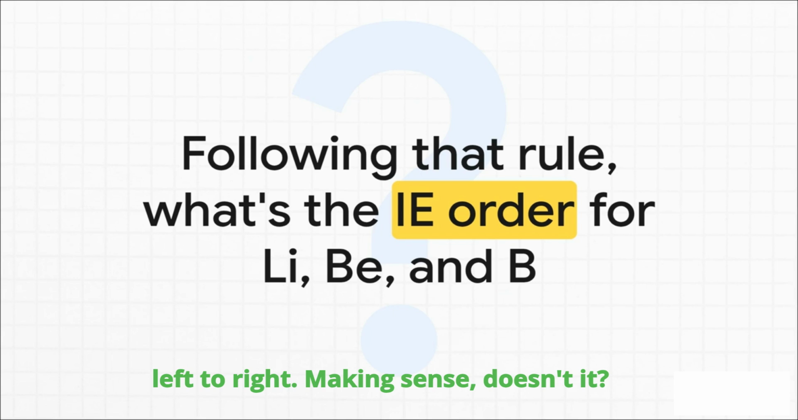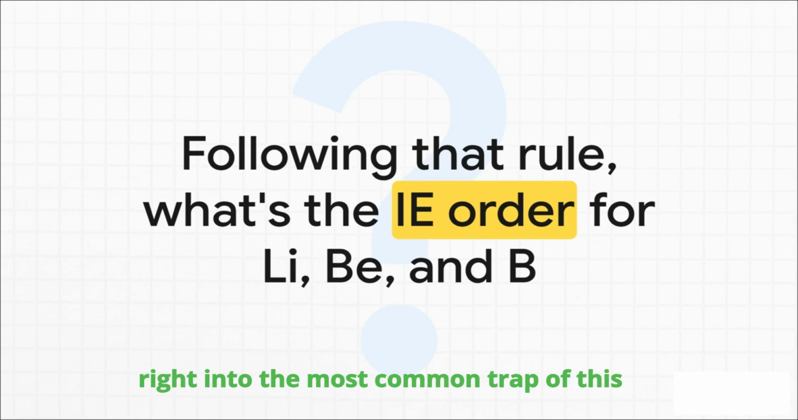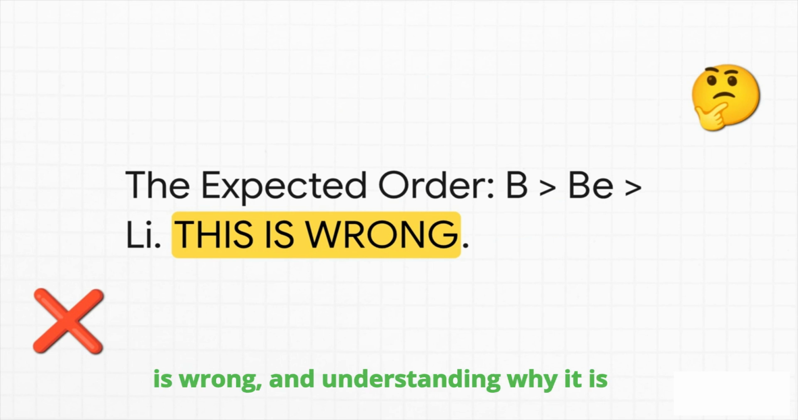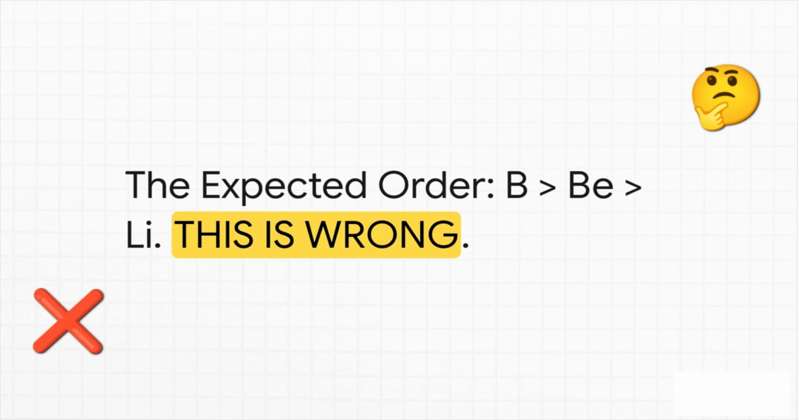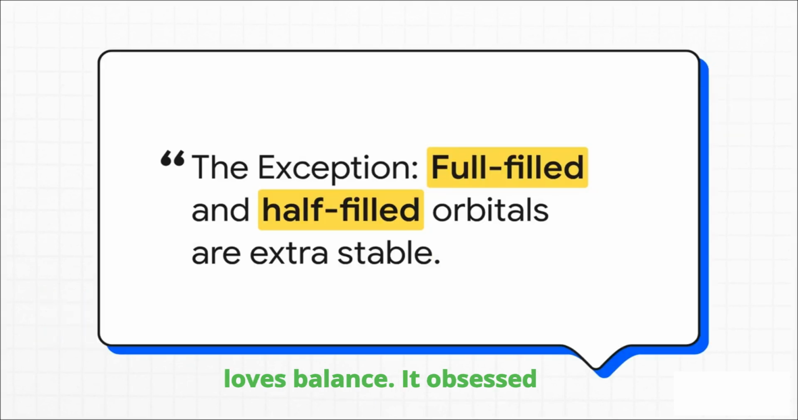Makes sense, doesn't it? But if you thought that, you have fallen right into the most common trap of this topic. That expected order is wrong. And understanding why it is wrong is the secret to getting these questions right every single time. And here is the little secret: electronic stability. You have to remember, nature always just loves balance.